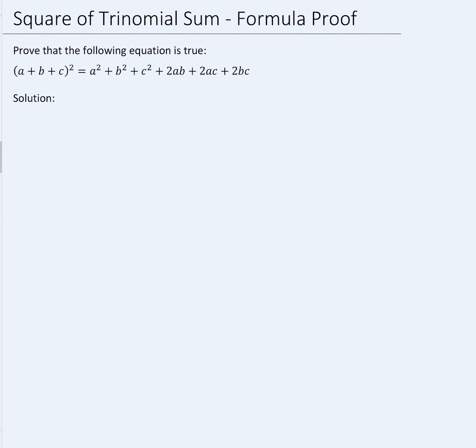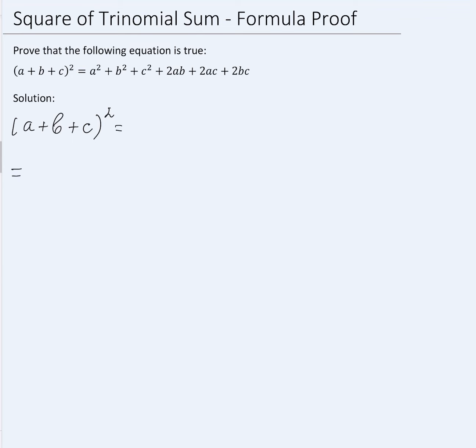In this video, I'm going to prove that the following equation is true. (a + b + c)² = a² + b² + c² + 2ab + 2ac + 2bc. Let's begin with the left side of the equation and write it down again.